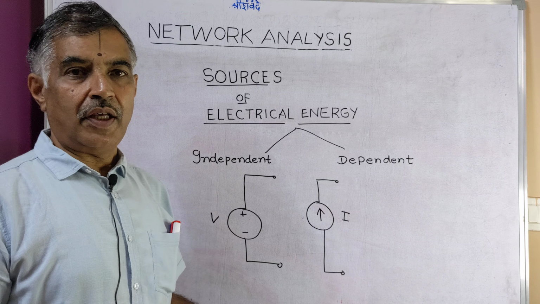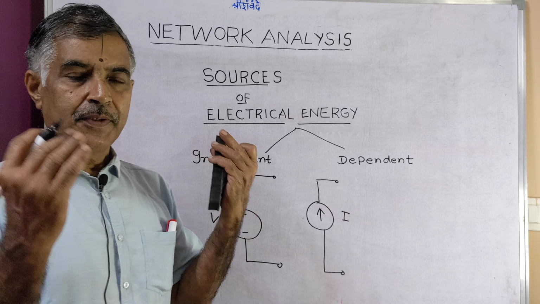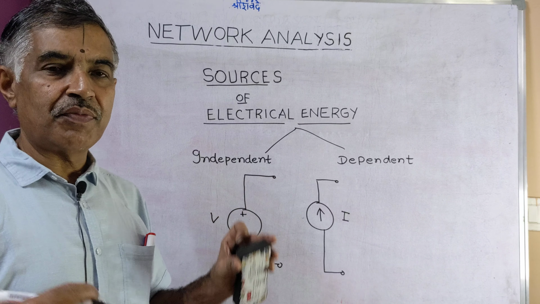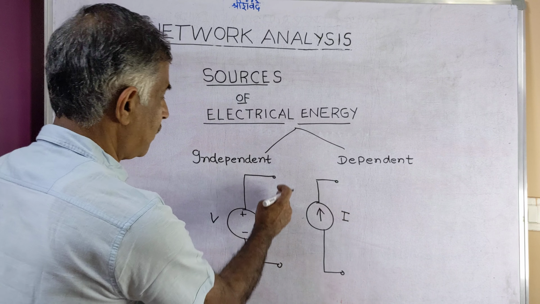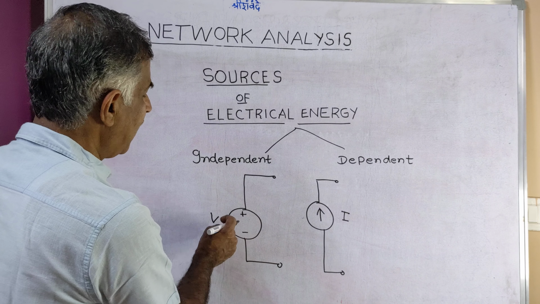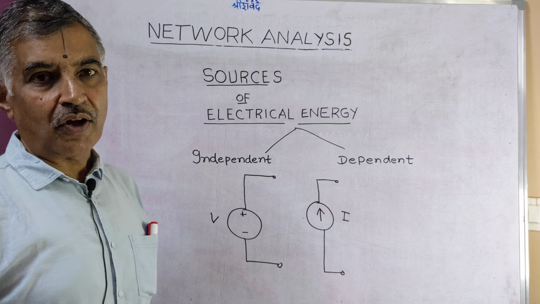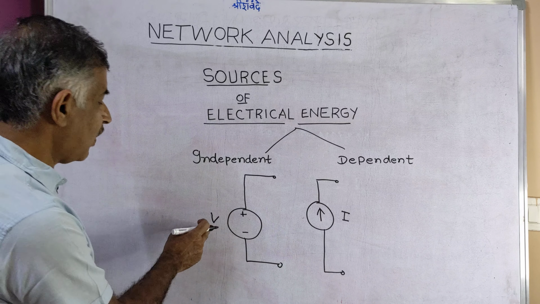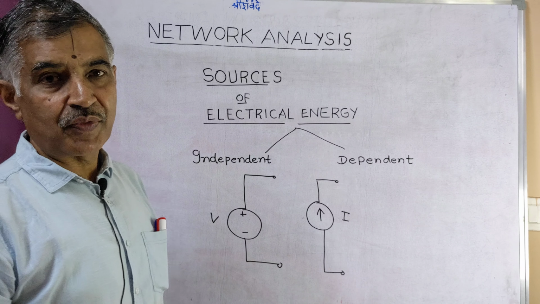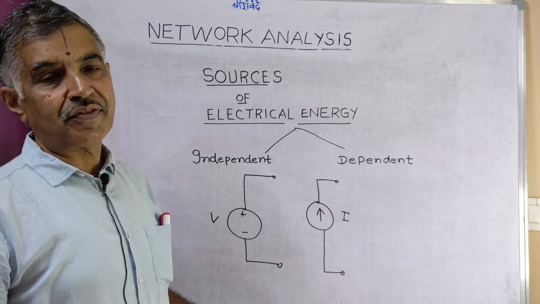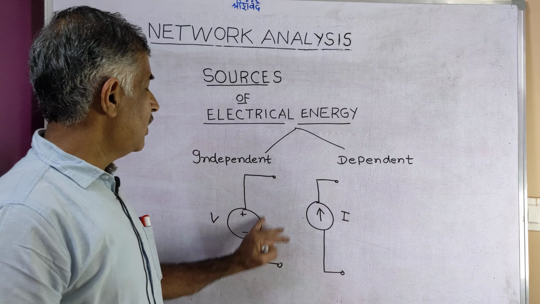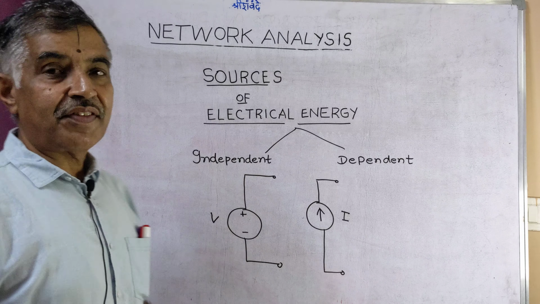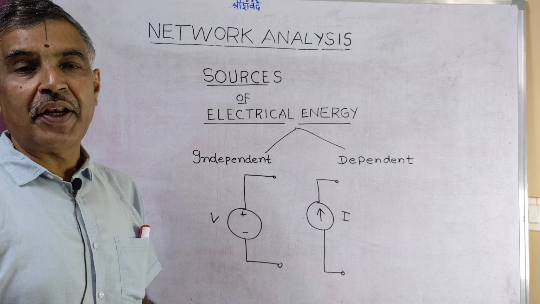What is this voltage source? You connect a resistance of any value, mega ohms, milli ohms, kilo ohms, any value. It is going to maintain this voltage V. This is what is called the source quantity, and it does not depend on the value of resistance we connect here. That is what is called an independent voltage source.